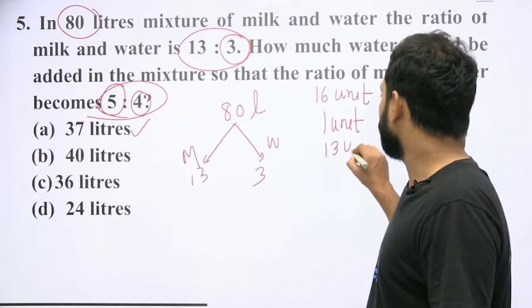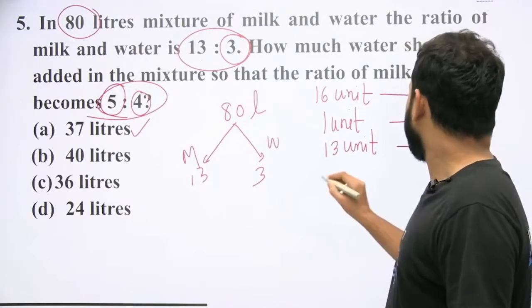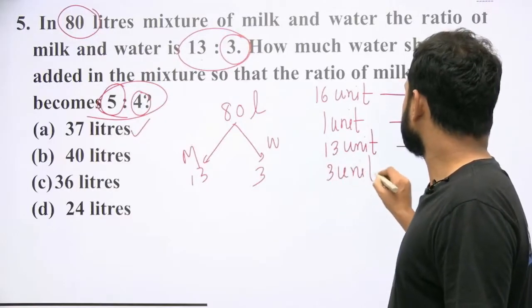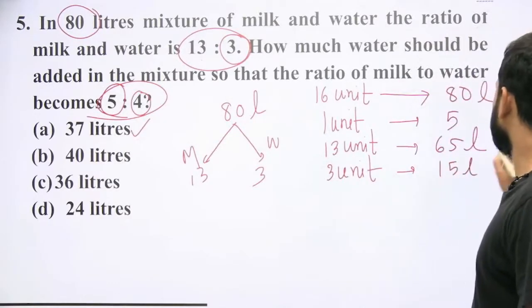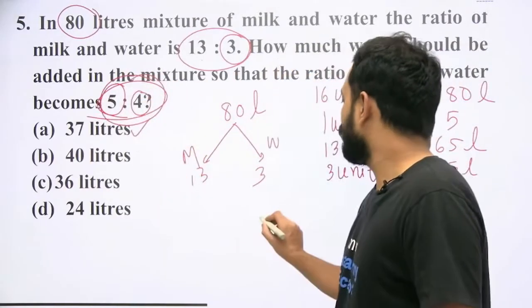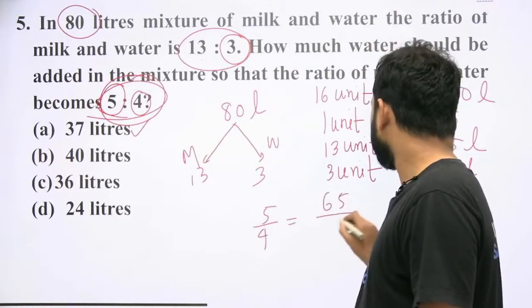So 13 unit will be what? 13 unit will be 65 liter, and 3 unit will be what? 15 liter, right? So I'll have to finally make the ratio of 5:4. 5:4 has to be equal to 65 upon 15.